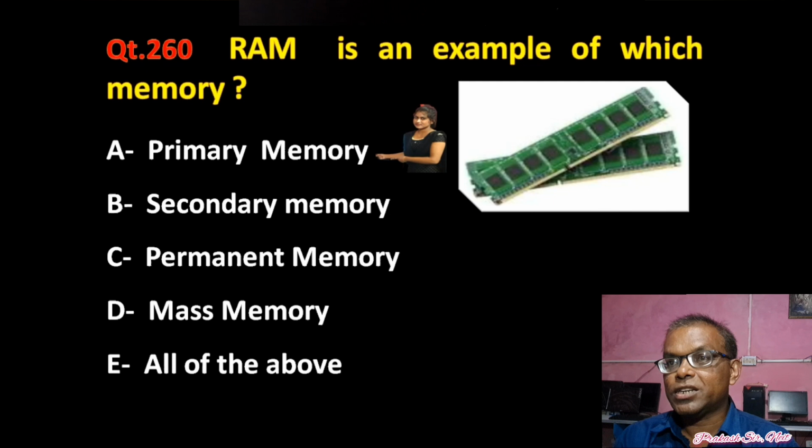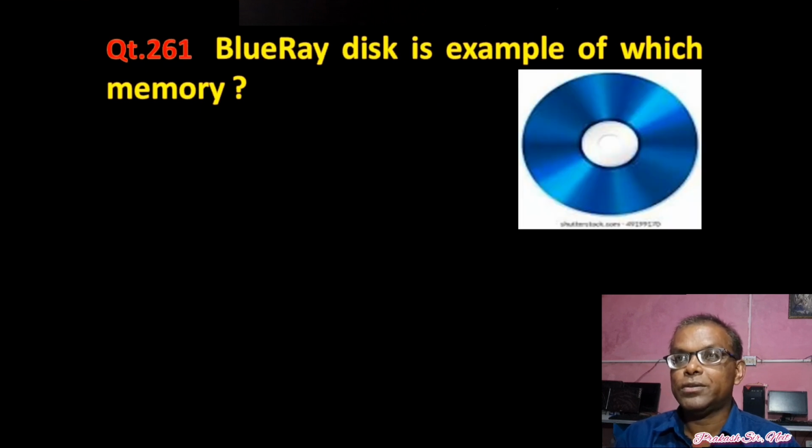Option A is the correct answer, because RAM memory and ROM memory, these two memories both belong to primary memory. But if you think about secondary memory, permanent memory, mass memory, all are the same. So if you think about hard disk, SSD, pen drive, DVD and CD, these belong to secondary memory, or permanent memory, or mass memory. So according to this question, RAM memory is the primary memory. That is why option A is the correct answer.